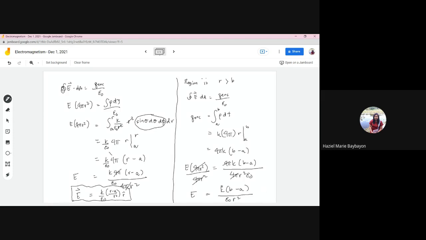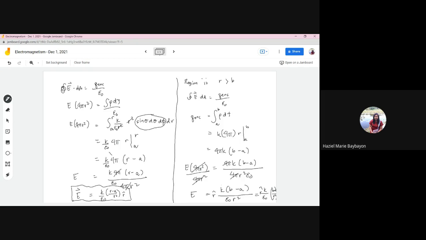Or we can rewrite this one nga as isa na to ang mga constants, K over epsilon naught. And then this one is B minus A over R squared. All right. And then this is also radial. You have r hat here. Okay? So we now have the electric fields, and then after this, we will find the potential.